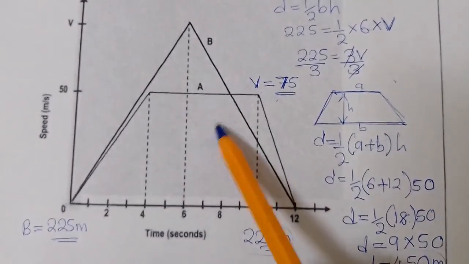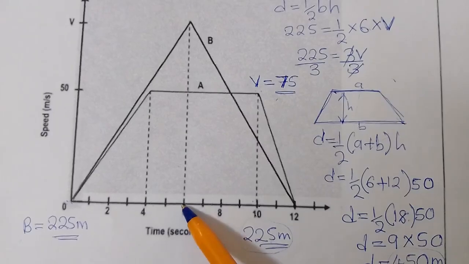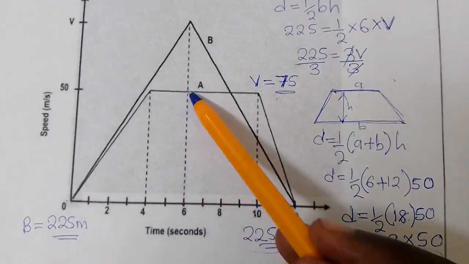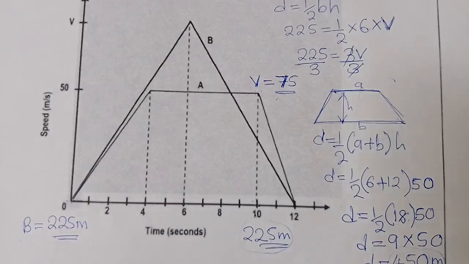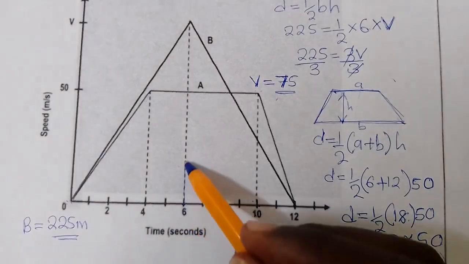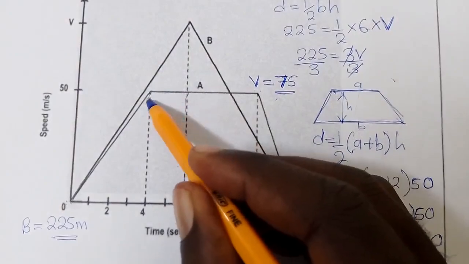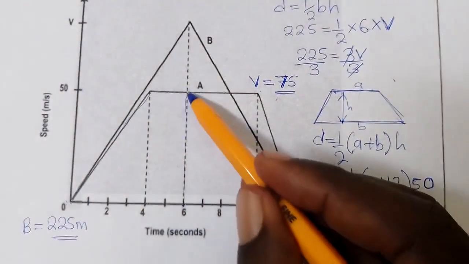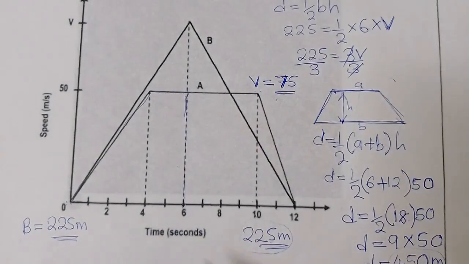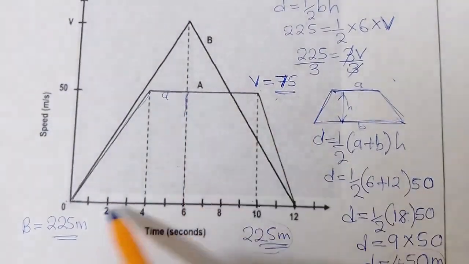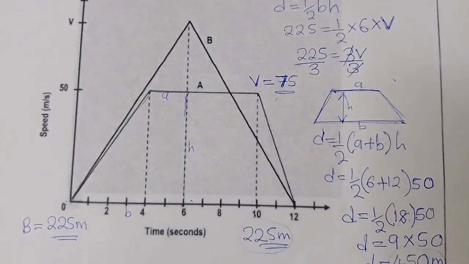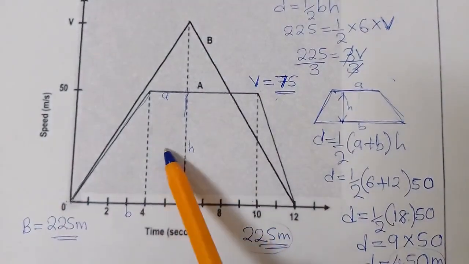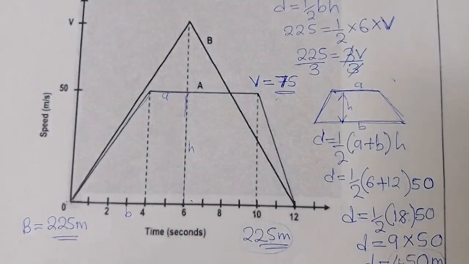Then we go to A. The first 6 seconds, it is here. It is making a trapezium there. Are you able to see a trapezium there? This trapezium 6 is here, like this. Where this one here is A, this one there is B, and the height is this one. So I calculate the distance for this one, then I subtract. That will be the difference.